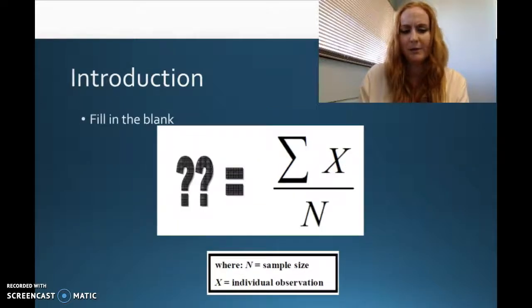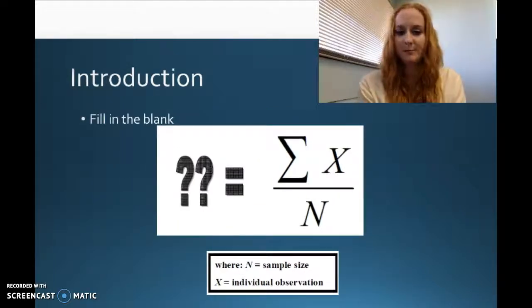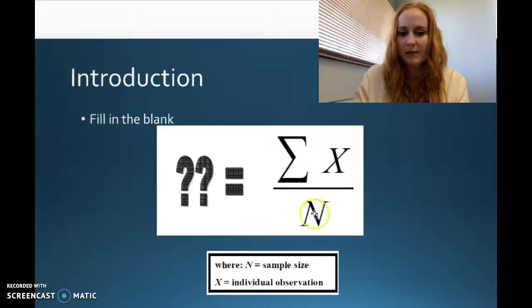Okay, what about this formula? You see some similar symbols, a sigma, again, N and X. What would this calculate?